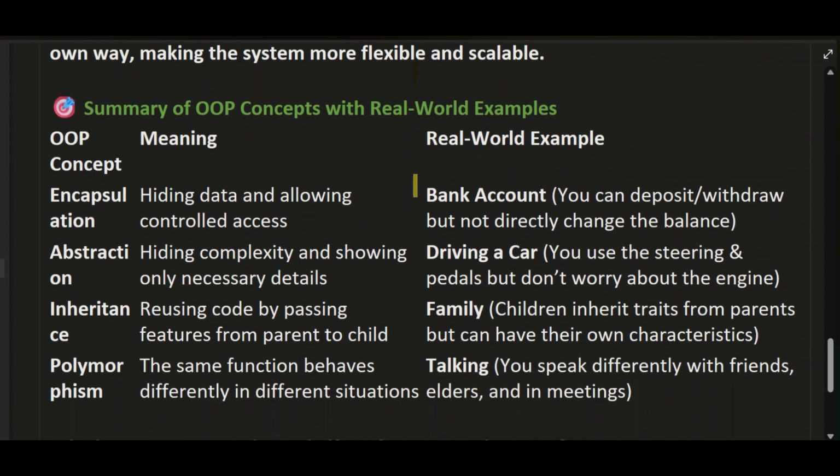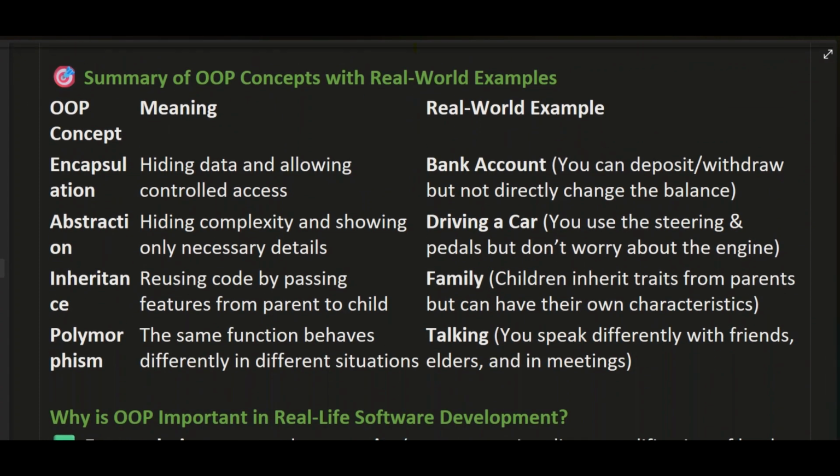Summary of OOP concepts with real-world examples. OOP concept, meaning, real-world example. Encapsulation: hiding data and allowing controlled access; bank account. You can deposit/withdraw, but not directly change the balance. Abstraction: hiding complexity and showing only necessary details; driving a car. You use the steering and pedals, but don't worry about the engine.